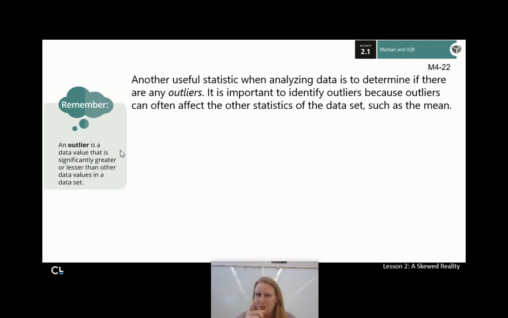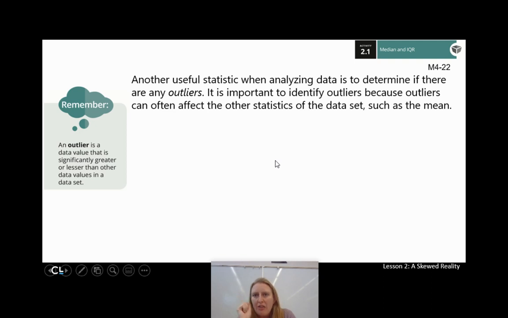And I think you know which one I'm talking about when we're talking about the hours spent at the gym. You know who I'm thinking of. Yeah, so an outlier is one that's way too big compared to the rest of the data or way too small compared to the rest of the data. So that's what we're talking about when we're talking about outliers.